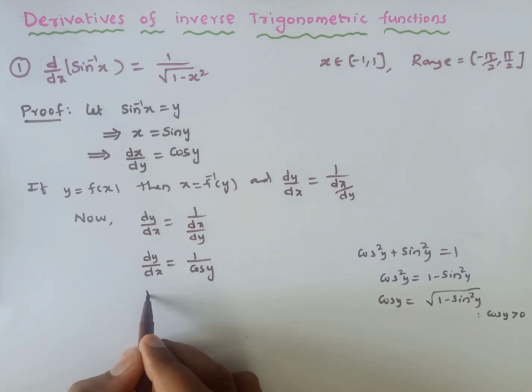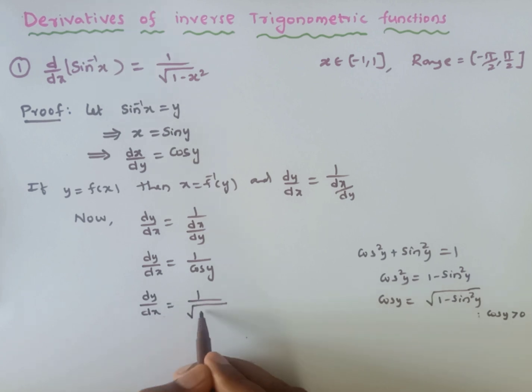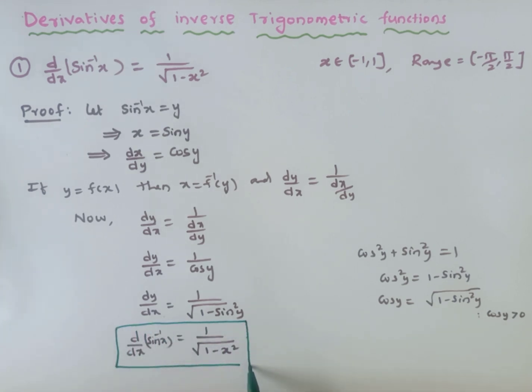Now we can replace this: dy by dx is equal to 1 by square root of 1 minus sine square y. Now what is sine y? Sine y means x. So we can write this as 1 by root of 1 minus x square. Here d by dx of y, where y is nothing but sine inverse of x. So the derivative of sine inverse of x is 1 by root of 1 minus x square.